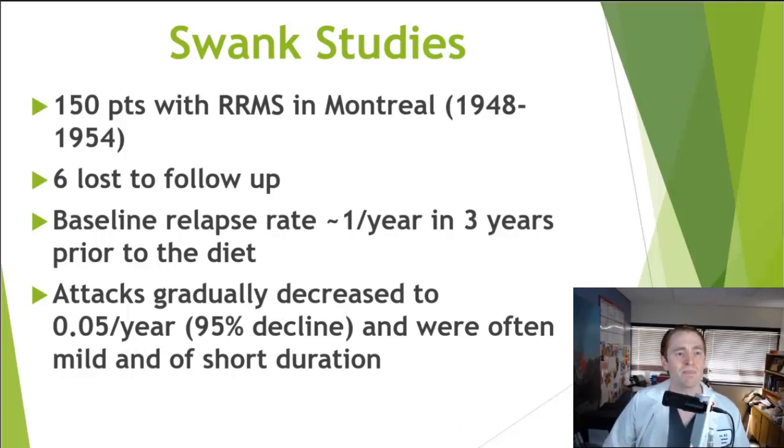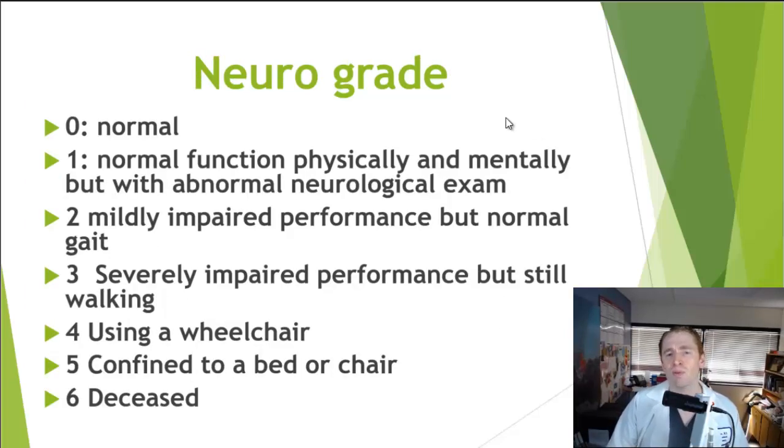Now, he also wanted to measure disability, and this is long before the days of EDSS, or Expanded Disability Status Scale, and so he came up with his own disability scale, which he called the Neurograde. And this is just a measure of disability in MS, so 0 was normal, 1 was normal function but an abnormal neurological exam, 2 was mildly impaired performance, 3 was severely impaired performance but still walking, 4 was using a wheelchair, 5 was confined to a bed or a chair, and 6 was deceased.